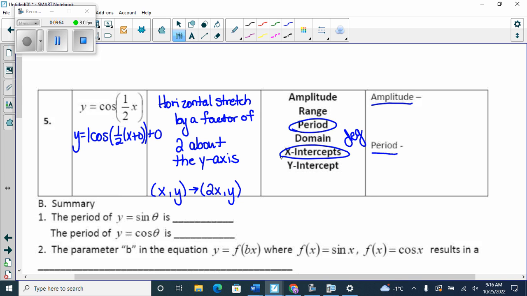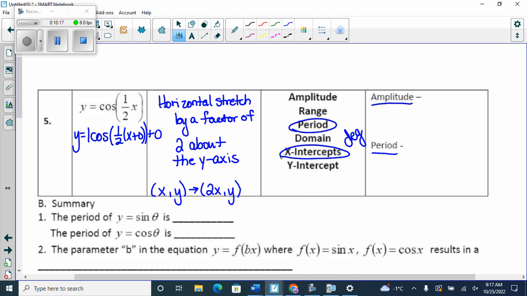This time, my graph is going to repeat. It's going to take longer to repeat than normal, correct? Because normally the period is 360, while I'm stretching it by a factor of 2. So instead of it being 360, it's now going to take till 720, right? I want to double that period. I want to stretch it by 2, because it's by a factor of 2.